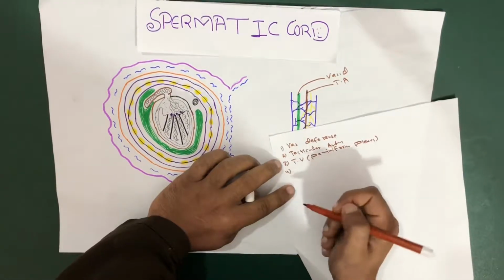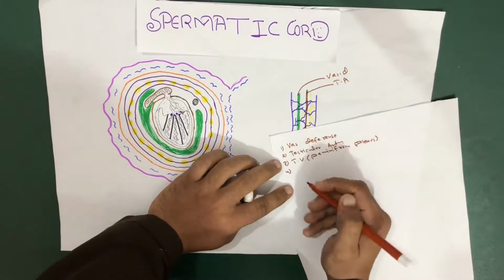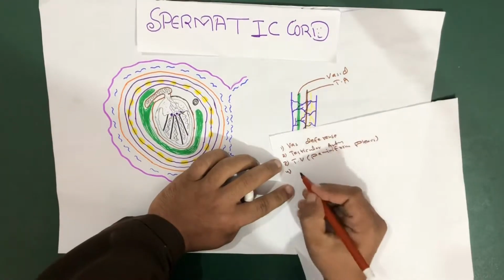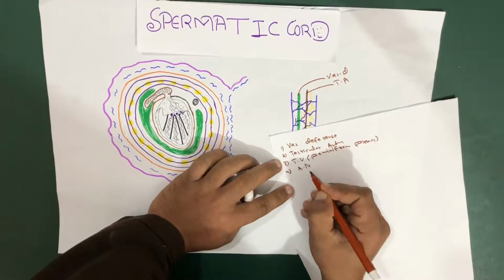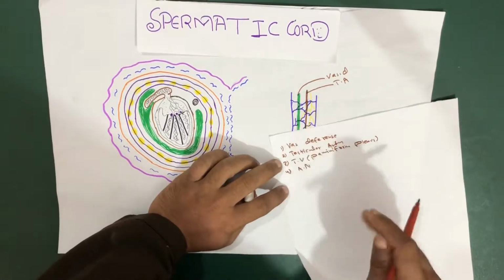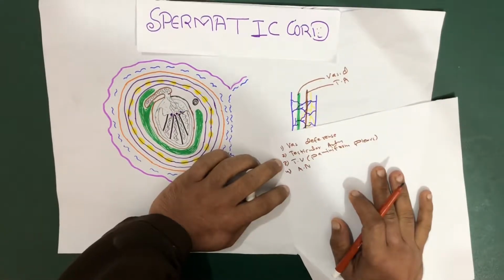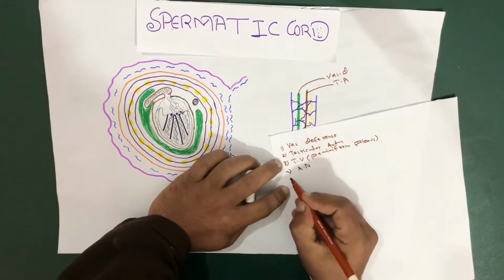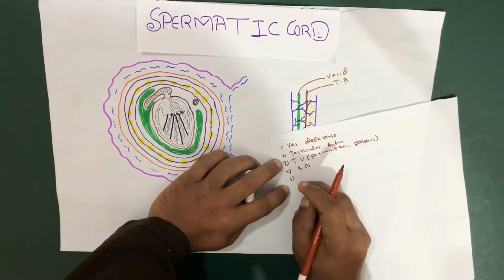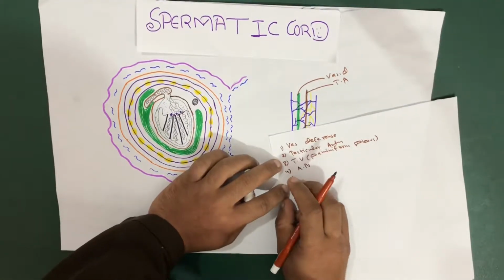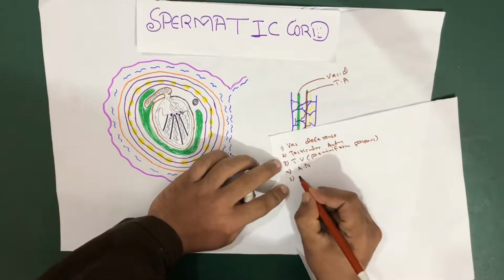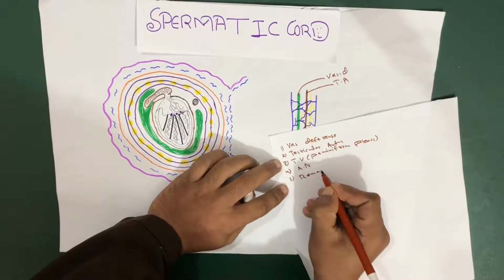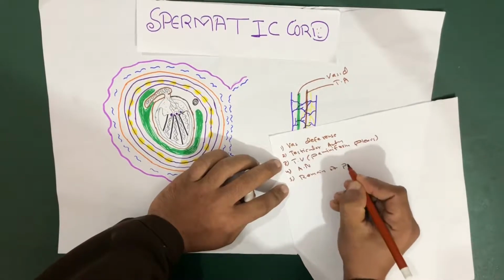Now let's talk about the fourth structure, that is the autonomic nervous system, which I showed here. The main branch which crosses is actually the genital branch of the genitofemoral nerve, and that one is the main branch. And number 5 is your remnants of your processus vaginalis. So your remains of your processus vaginalis.